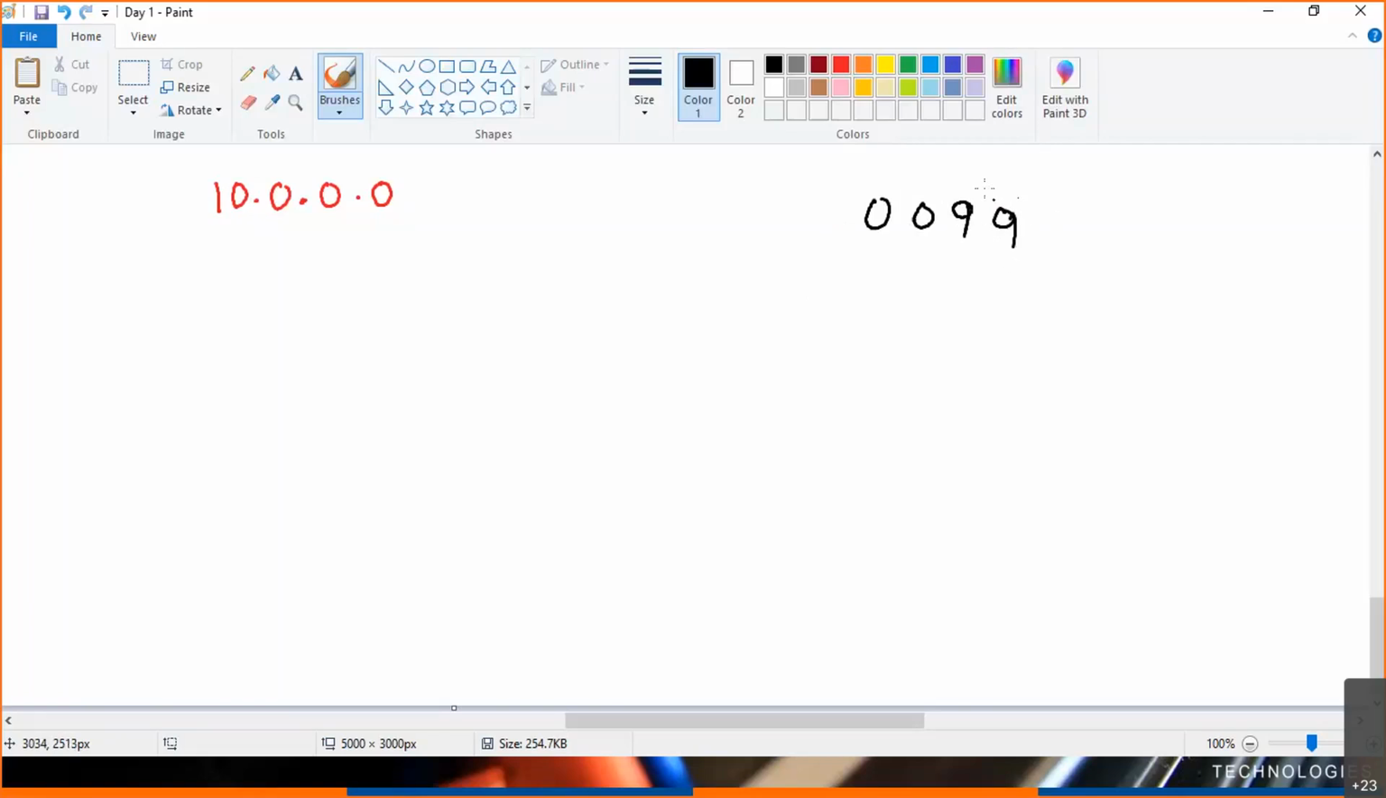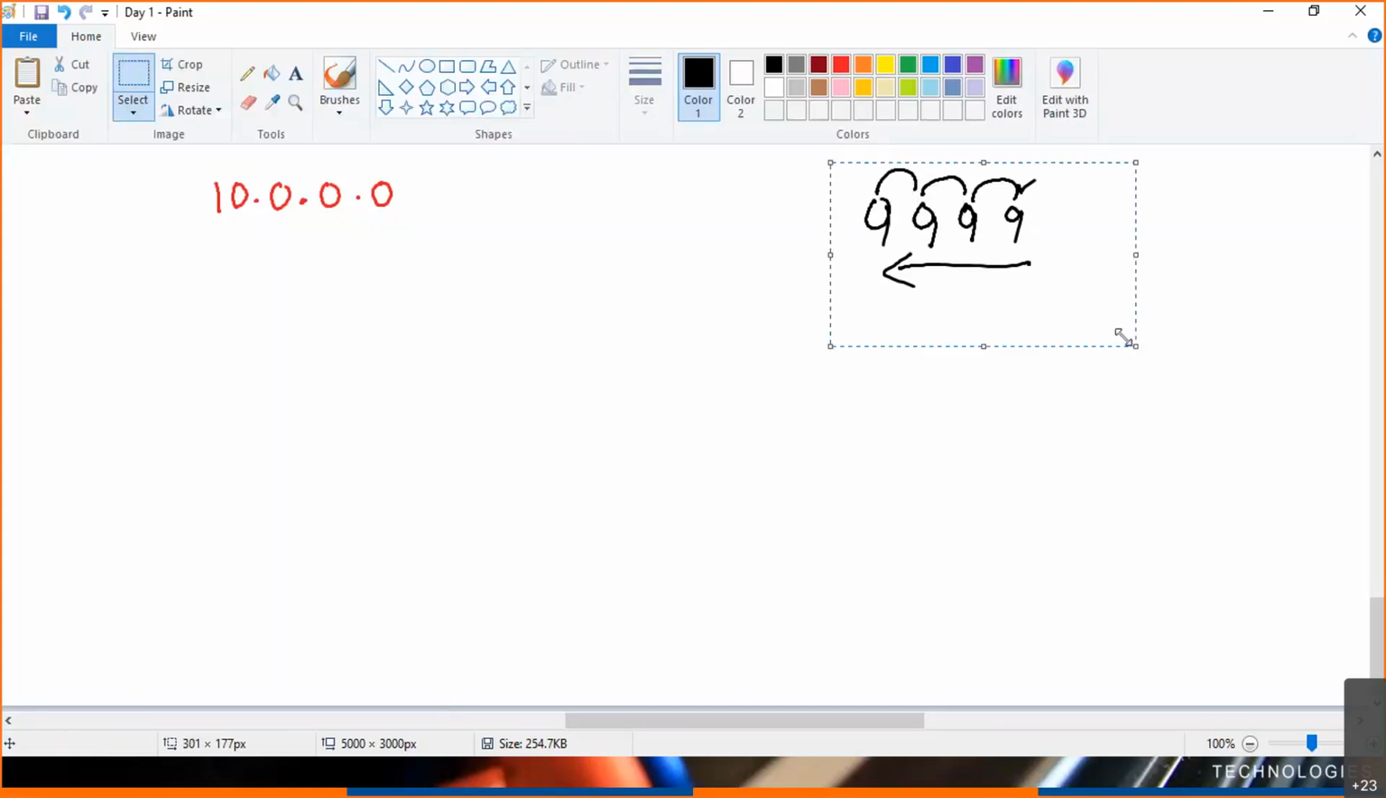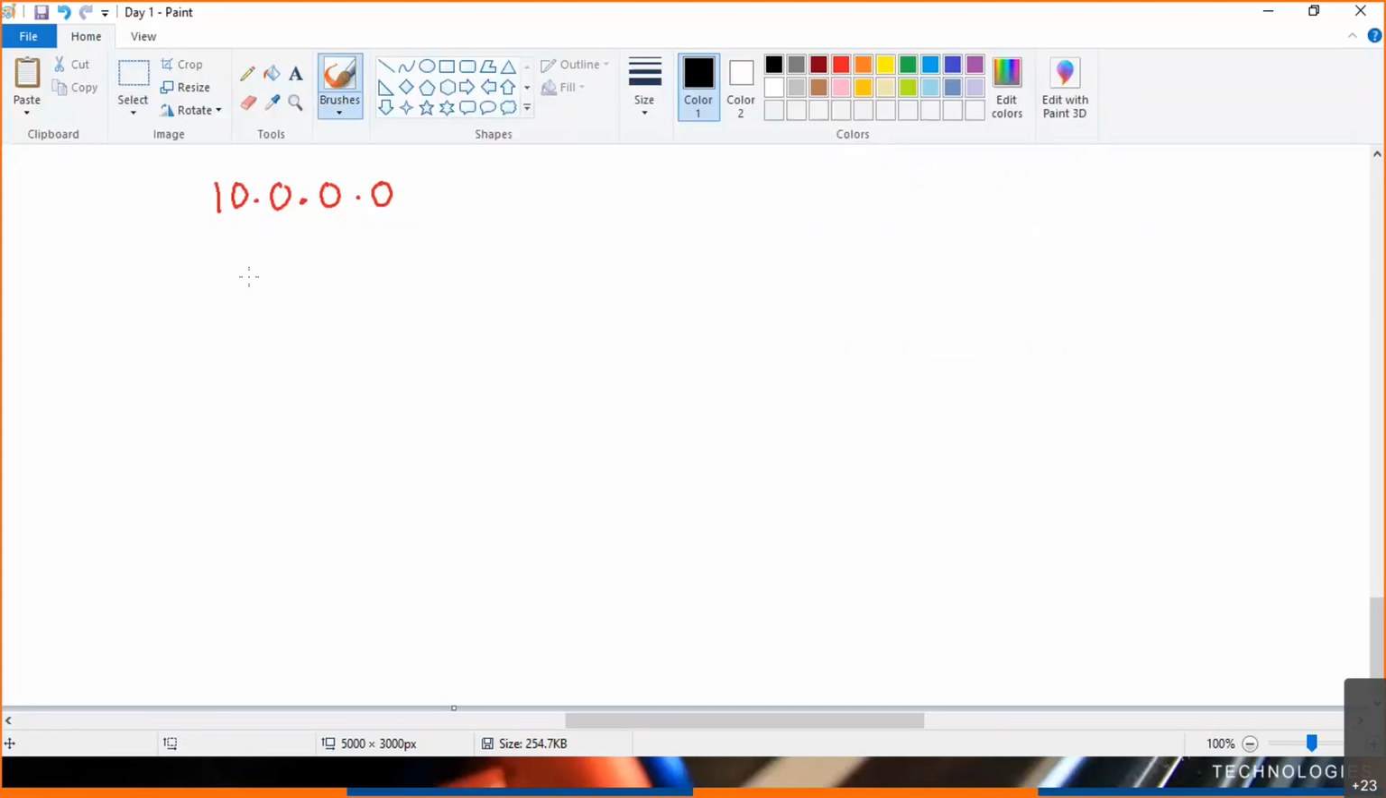So after 99, the next digit will be changed, right? Up to 9, first digit. After 9, the second digit will be changed up to 99. After that, the third digit will be changed up to 999. After that, the fourth digit, like this. So the direction is this direction, right? From right to left. It is the same with your IP addresses also.